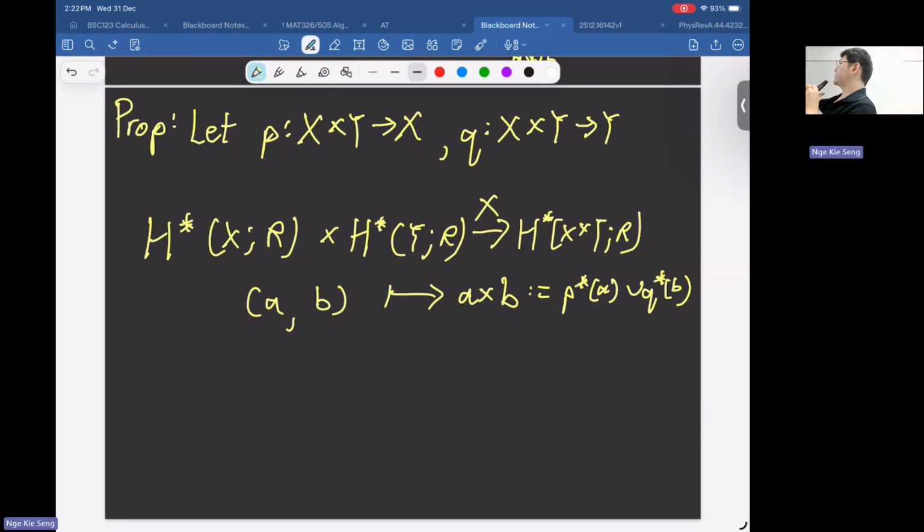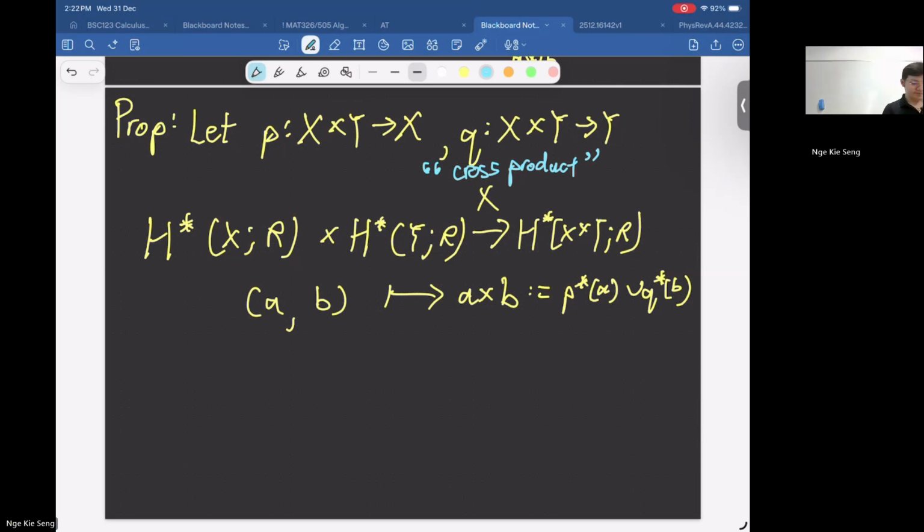But did you realize that you send it to a higher degree level because you take P star of A cup with Q star of B. You send it to a higher level. This is the name of this map. So this is a cross product, or external cup product. Okay, so this is the operation. Because it is defined using cup product, that's why I call it external.